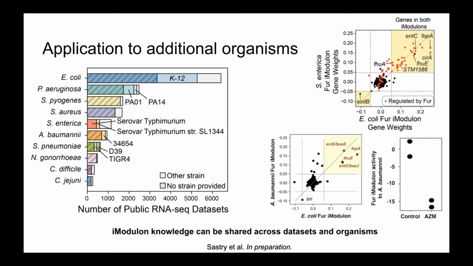So with this knowledge, we turn to the NCBI SRA. So this is a database that has tons of RNA-seq data for all sorts of different organisms, and we're starting to build iModulons for each of these organisms. So we already have iModulons for E. coli, and we compared them to the iModulons we got for Salmonella, and found that a lot of them are strikingly similar. So the genes that are in these iModulons are almost identical, and they're regulated at the same ratios.